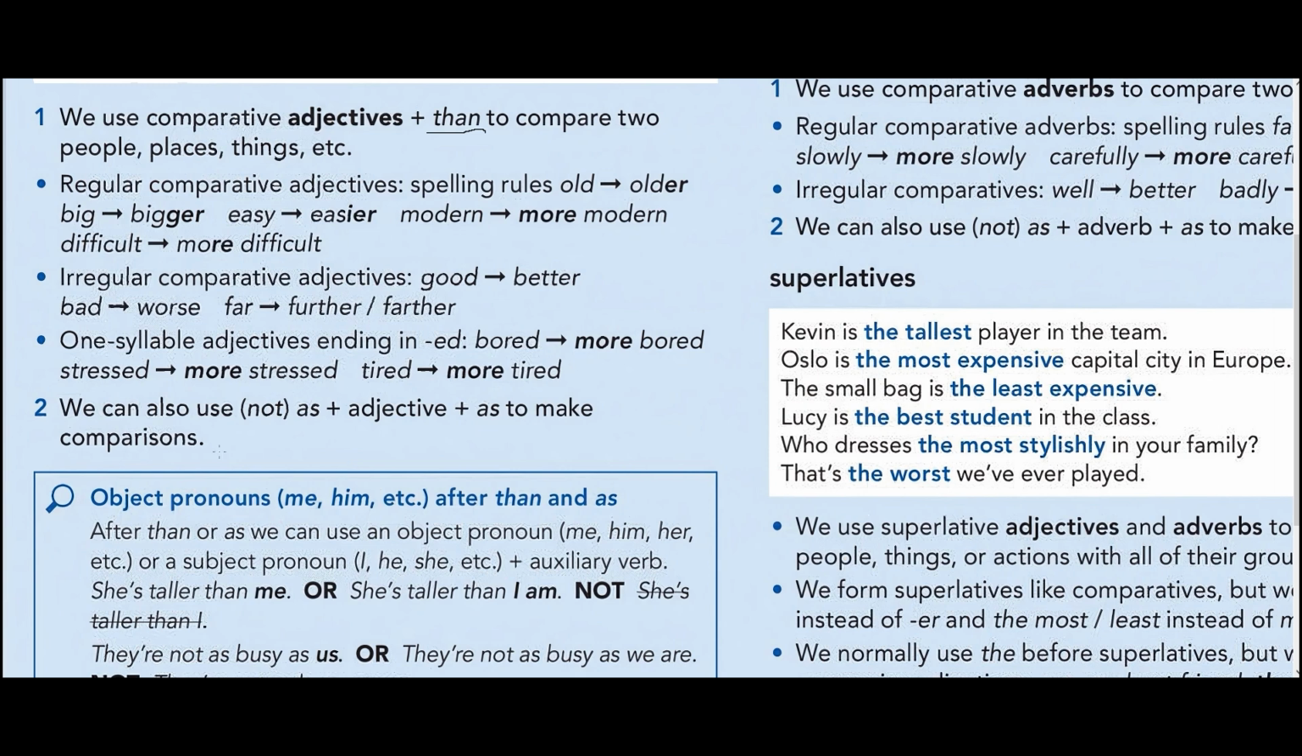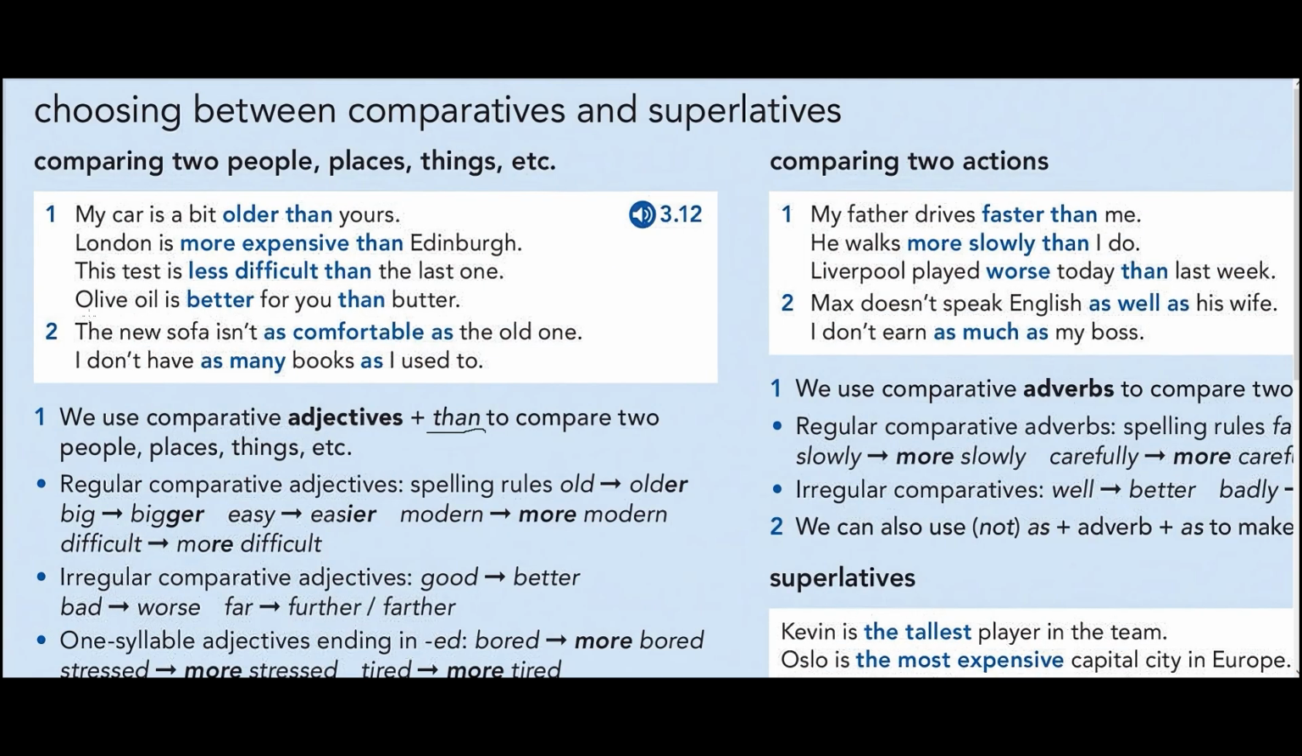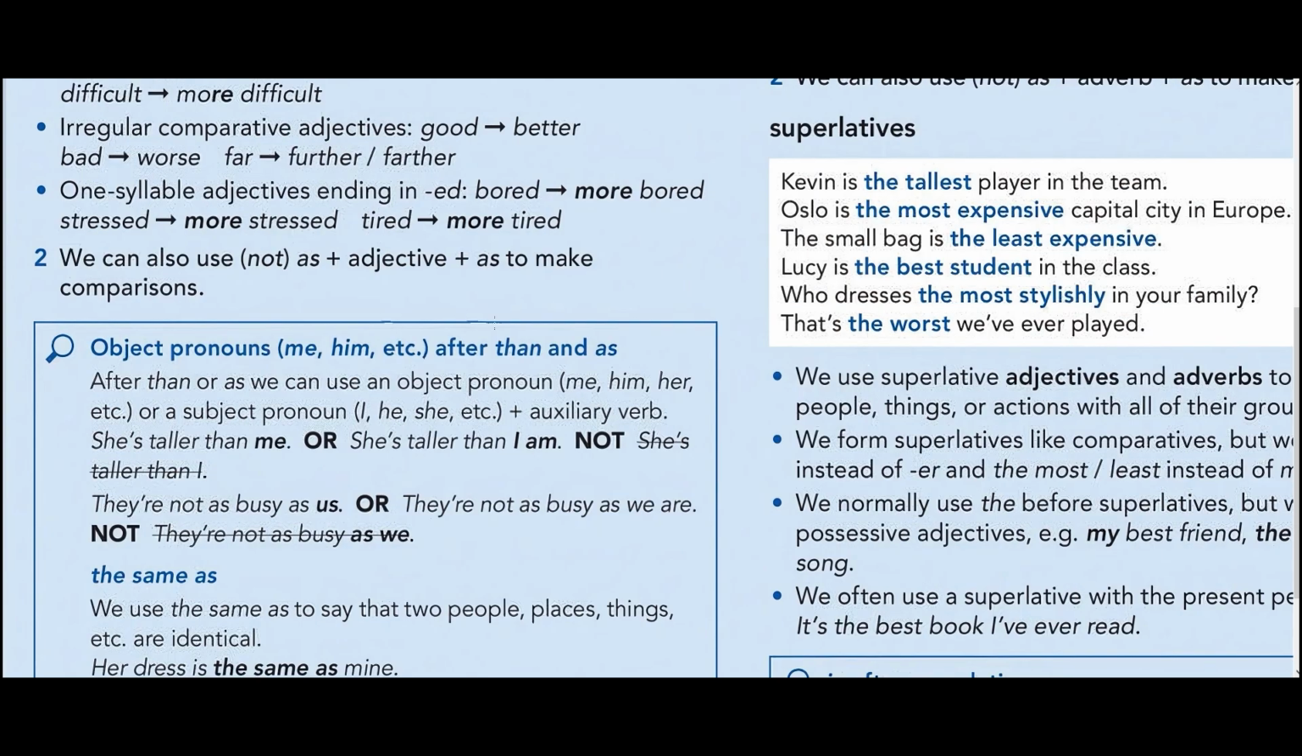Мы также можем использовать вот эту сравнительную конструкцию as, чтобы, ну, по сути, сравнивать. То есть это такой же как, либо не такой же как. То есть вот мой новый диван не такой же уютный, как старый. Или у меня нет так много книг, как у меня до этого было. И так далее. То есть as, либо not as.